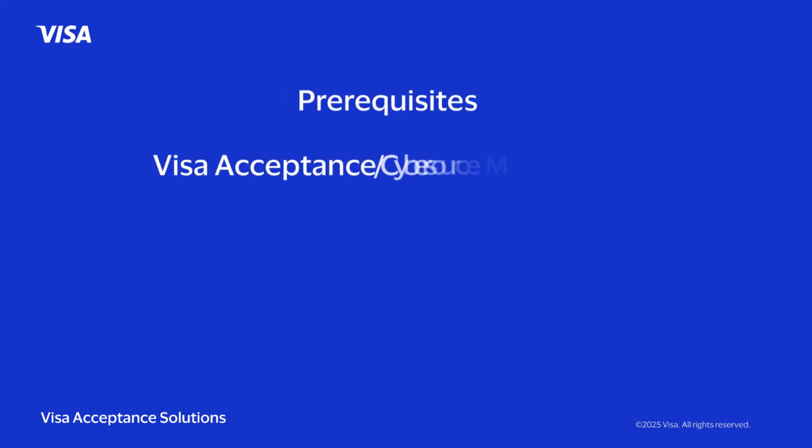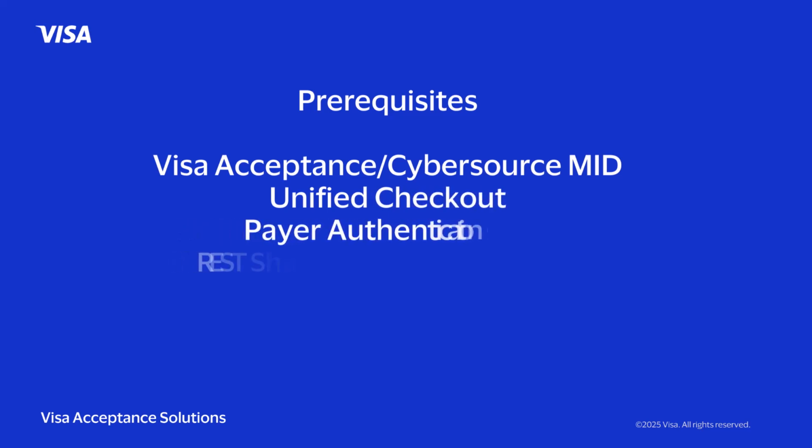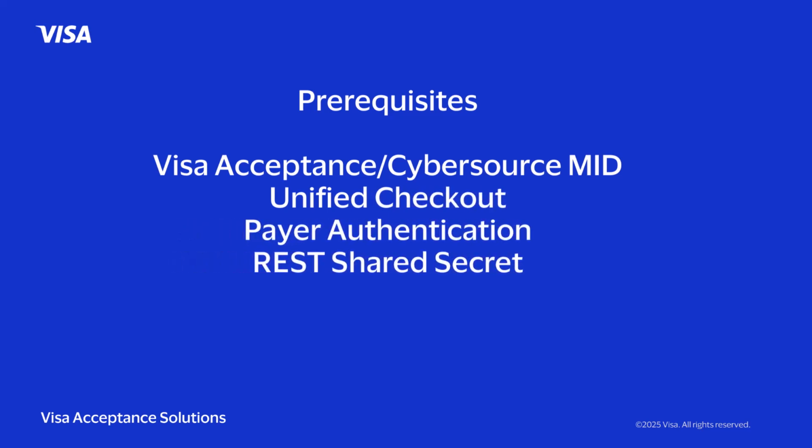Before you get started, please ensure you have the following: a Visa Acceptance or CyberSource MID, your MID has been enabled for Unified Checkout, payer authentication has been enabled if you want to process payments with 3D Secure, and you have generated a REST shared secret. See links in the description for relevant support articles.